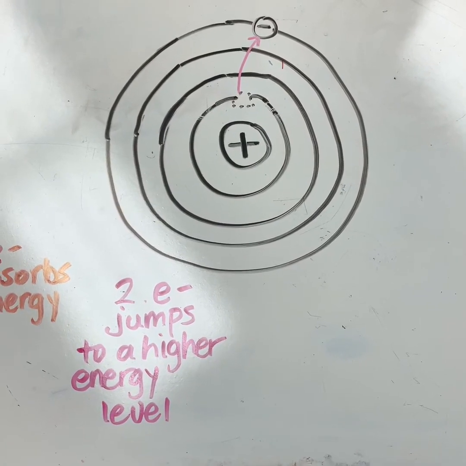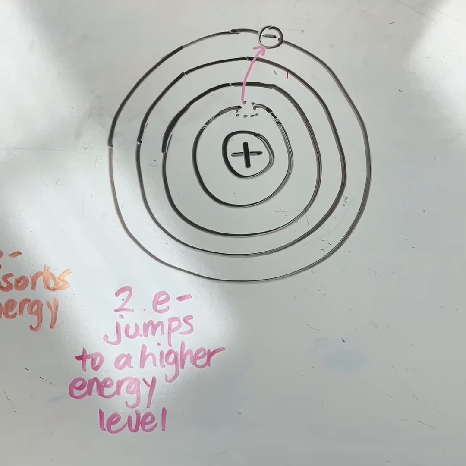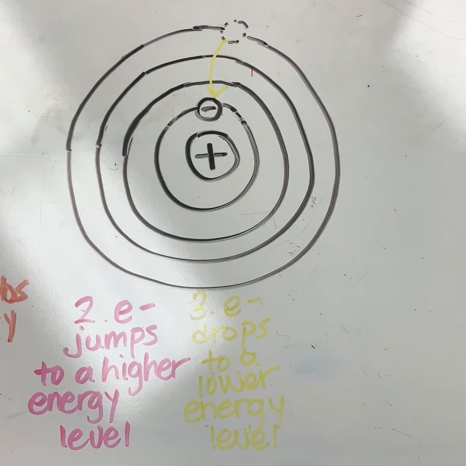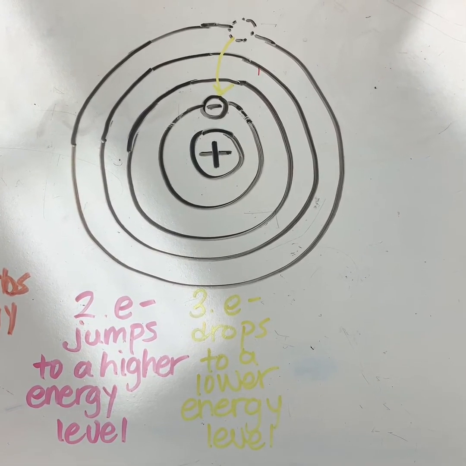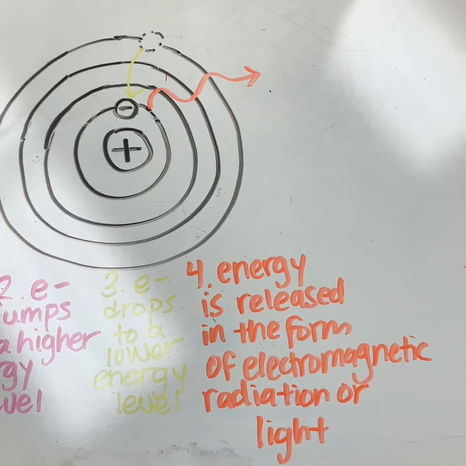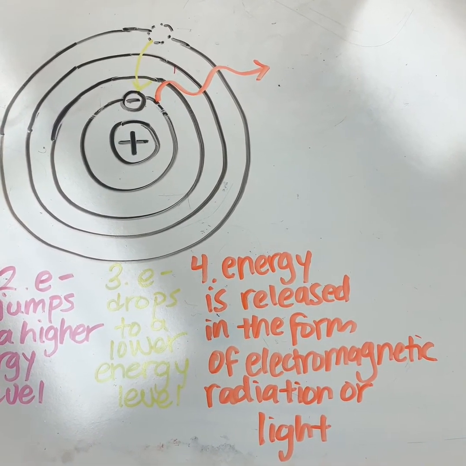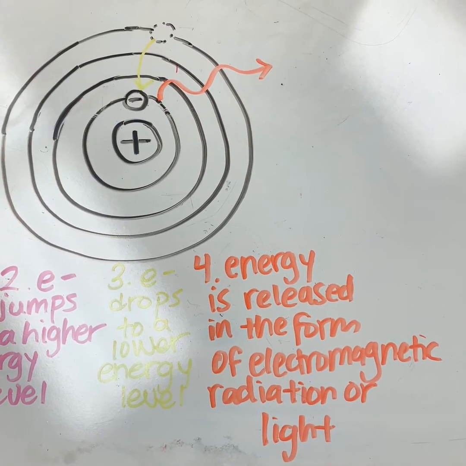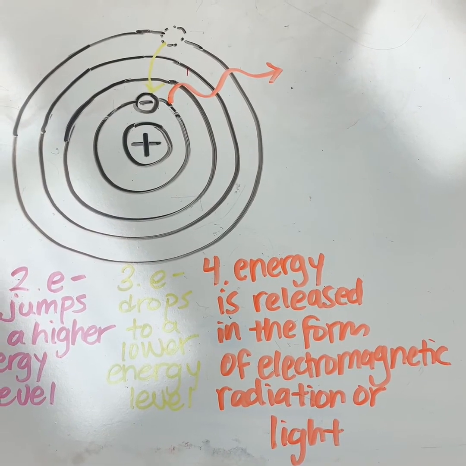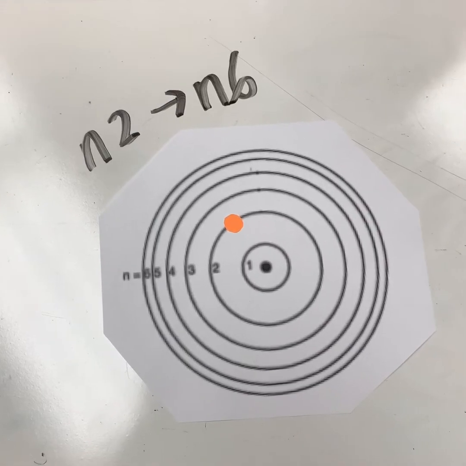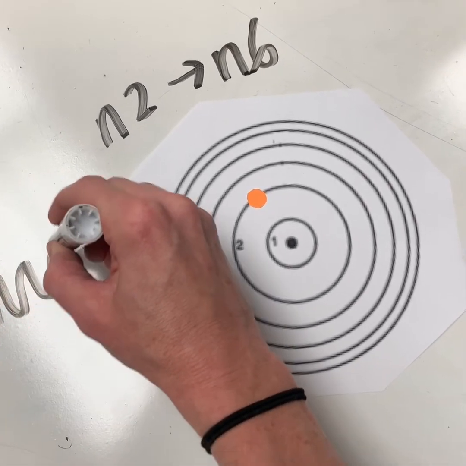Because here in the higher energy level, the electron is unstable, it will then drop down to a lower energy level. When the electron drops to a lower energy level, it is termed in the ground state and is much more stable. As the electron drops back down to a lower energy level, energy is released in the form of electromagnetic radiation, or light. As you can see, the wave is pointing out of the atom, showing that that energy is being released.